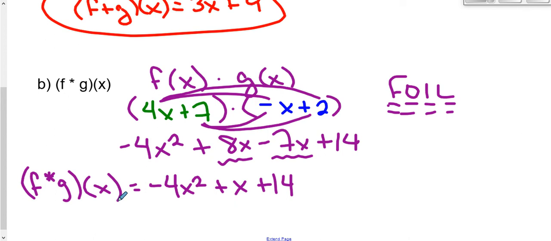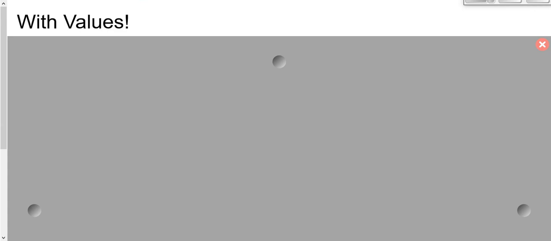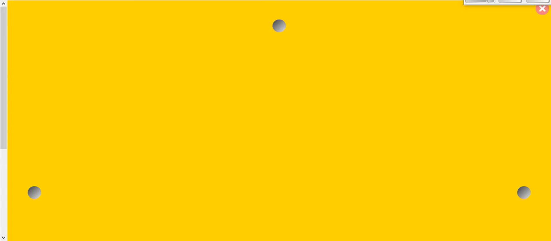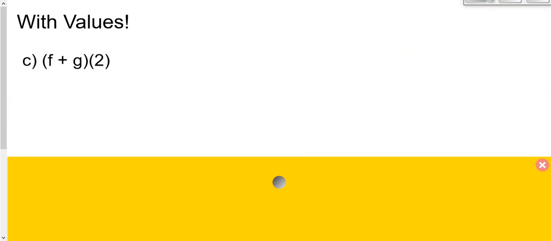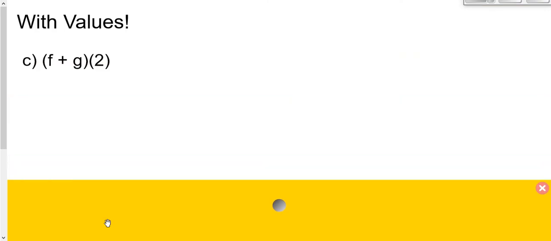Now I can also do operations with functions if I have values to use. So let's look at what operations look like with values. So what I mean by with values is that I'm going to take an x value and I'm going to plug it into the equation. Now my advice for you, and I would recommend that you write this down, is if you have numbers to plug in, plug in your numbers first.